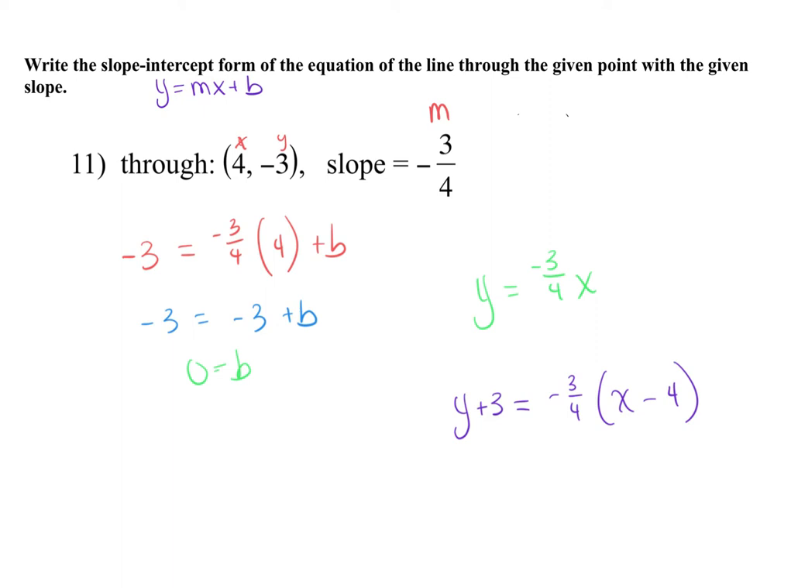Again, when you distribute and solve and move the number over from that side, you're going to get the same problem. So you're going to distribute here, y plus 3 equals -3/4 x plus 3. Subtract that over. You get the same exact answer. It just doesn't matter which way you do it, whichever one you like better. If you solve for b, you have to plug them back in. If you do point slope, you're just going to end up with your answer when you're done.